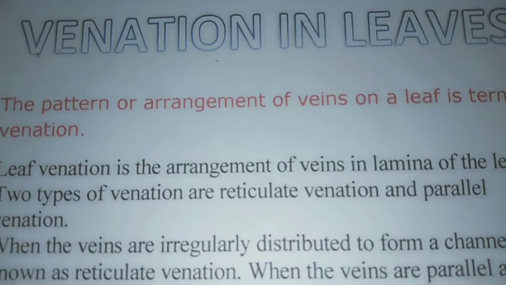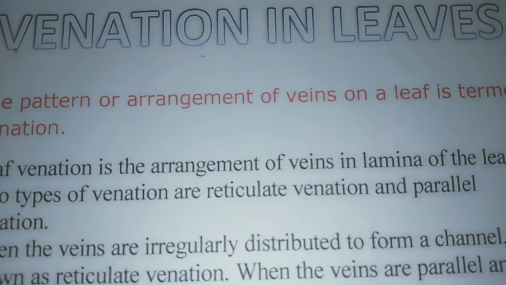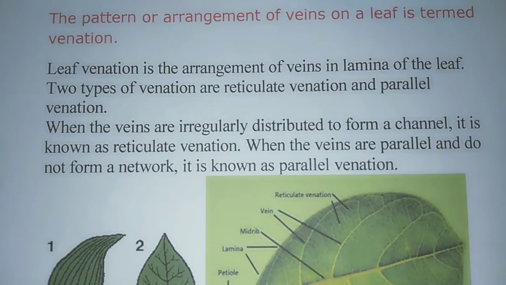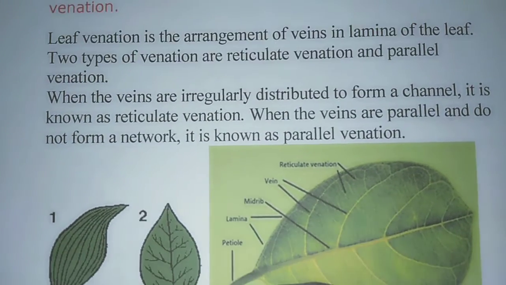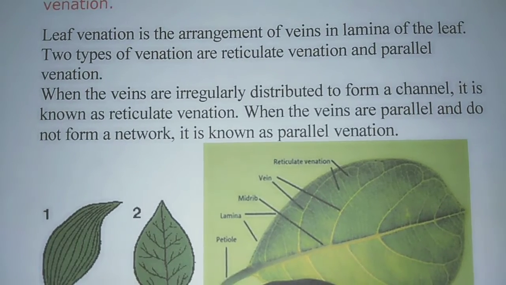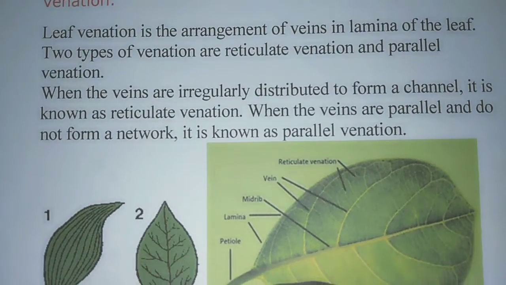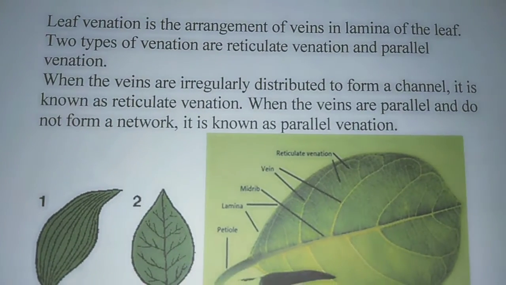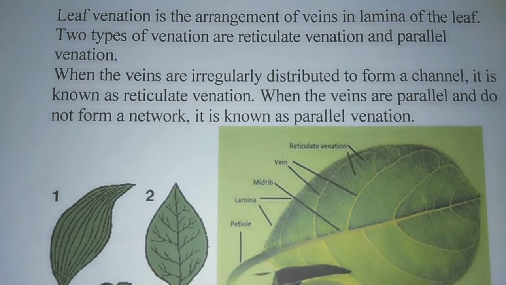Hi, today we will be learning about venation in leaves. The pattern or arrangement of veins on a leaf is termed venation. Leaf venation is the arrangement of veins in the lamina of the leaf. The two types of venation are reticulate venation and parallel venation.